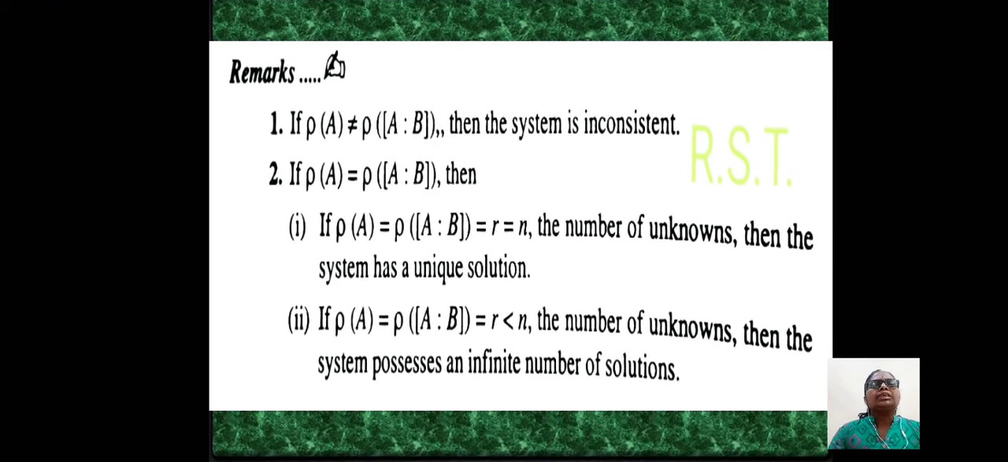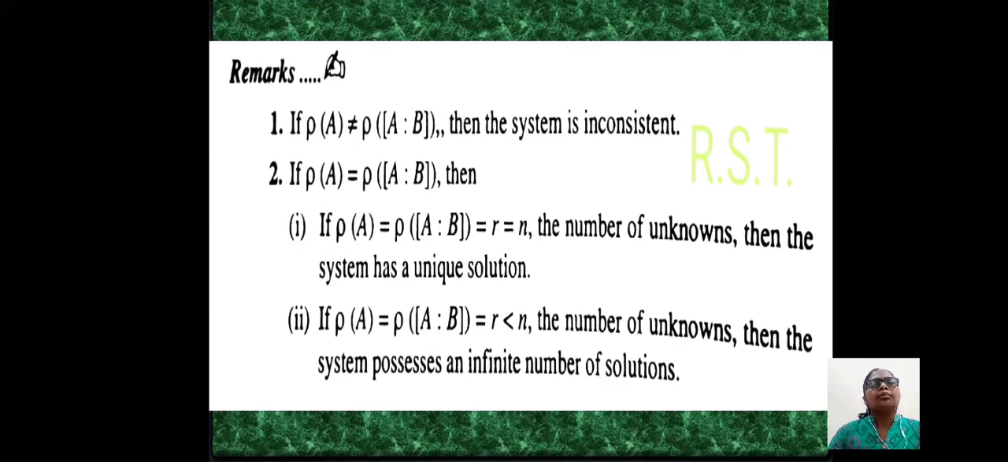Remarks. First remark is, if rank of A is not equal to rank of AB, then the system is inconsistent. That means if the rank of the given matrix A is not equal to the rank of the augmented matrix, then the system is inconsistent, that is, the system does not have any solution. Second remark is, if rank of A equal to rank of AB, that means if rank of A equal to rank of the augmented matrix, then there are two conditions.